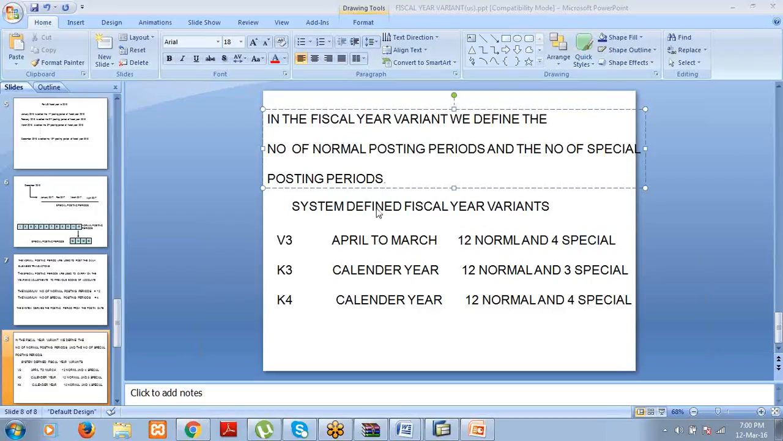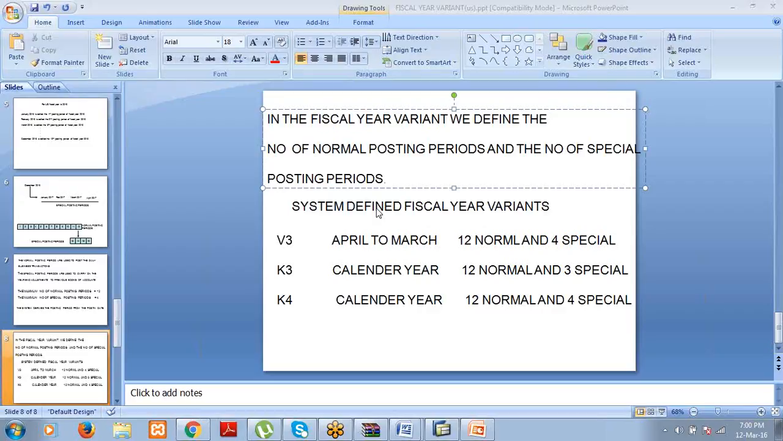So here, fiscal year variant means the object for which we define some values. What are those values? Number of normal periods 12 and number of special periods 4. That's why it is called fiscal year variant. Here it is mandatory that every company code should be assigned one fiscal year variant.